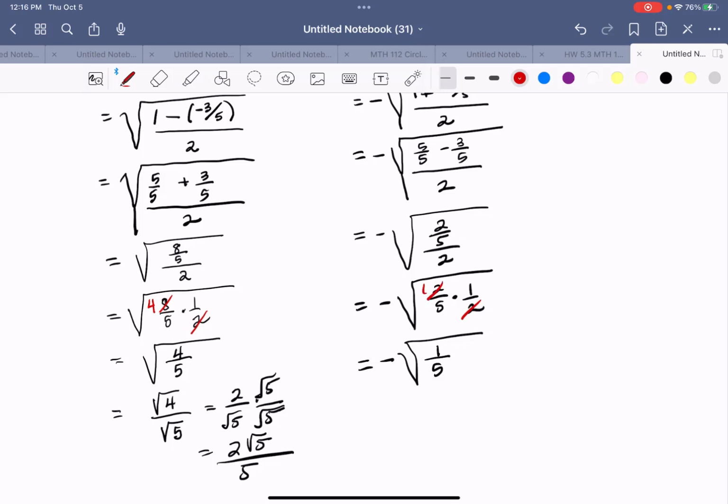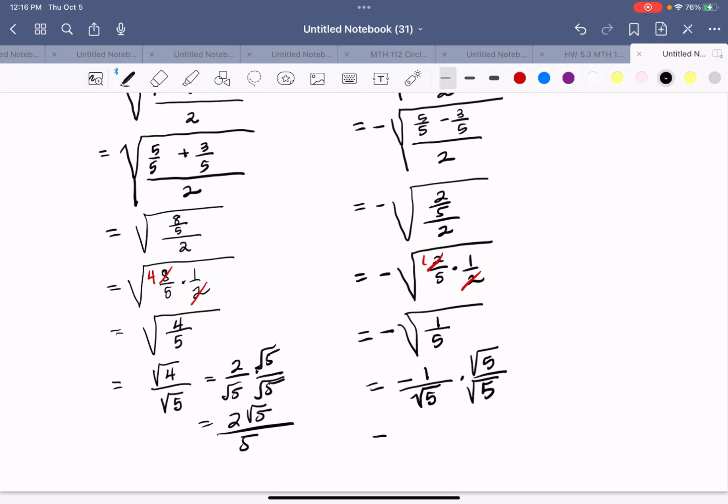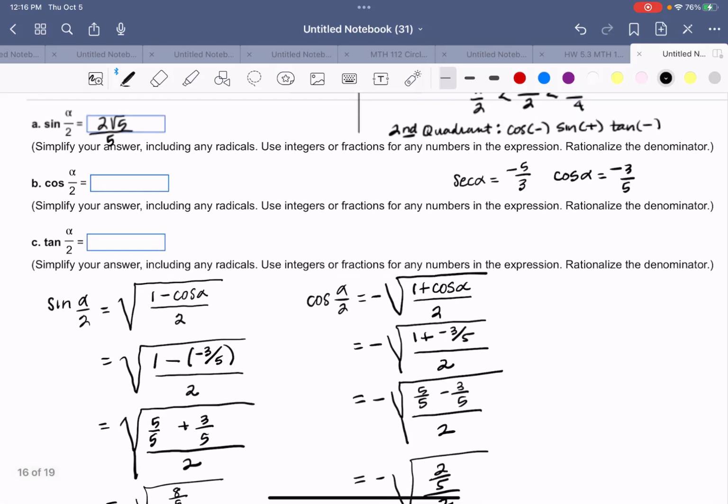And then I can take the square root of 1, and that's going to give me negative 1 over the square root of 5, which we're going to rationalize by multiplying by the square root of 5 over the square root of 5. And that will give me a final answer of negative square root of 5 over 5. So our final answer for cosine is negative square root of 5 over 5.